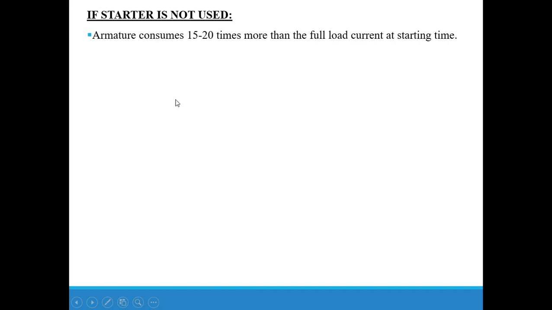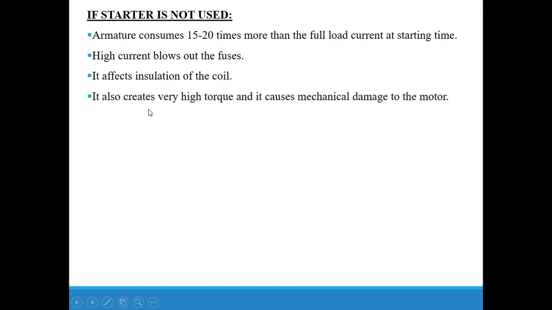If the starter is not used, what will happen? The armature consumes 15 to 20 times more than the full load current at starting time. High current blows out the fuses. It affects the insulation of the coil. It also creates very high torque and it causes mechanical damage to the motor. These are all happening when a starter is not provided.